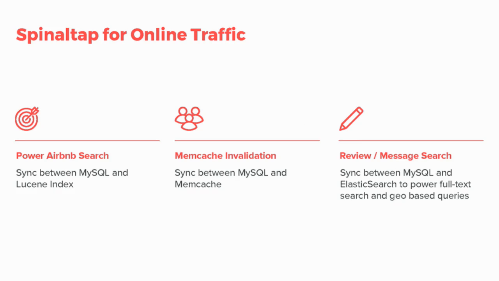So what types of use cases is Spinaltap powering? Spinaltap is powering a lot of use cases where we do replication across different types of data sources. A typical example is that it powers Airbnb search. So we built Airbnb search using the open source software Lucene. In this case, there is a Kafka consumer that reads.